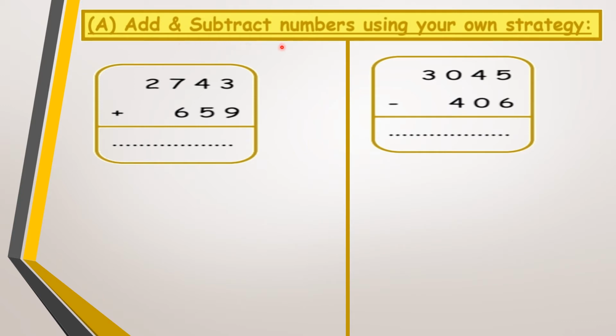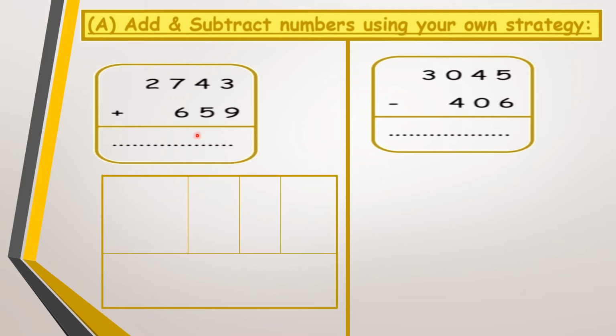Add and subtract numbers using your own strategy. I want to add this and subtract this using any strategy that you want. Here I'm going to use the expanded form strategy. This means that I will write each digit in its value, like this. Now I will add ones with ones and tens with tens, hundreds with hundreds, and thousands with thousands.